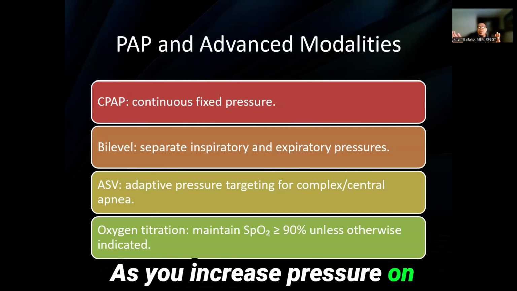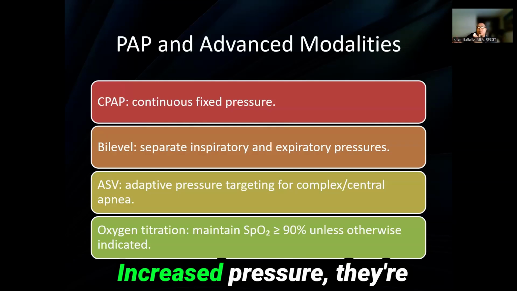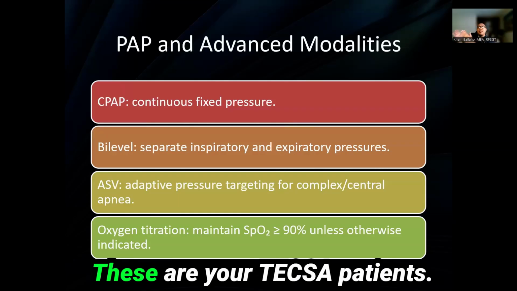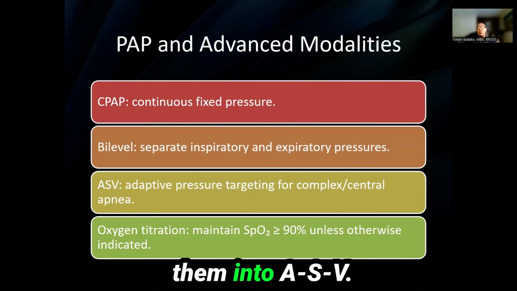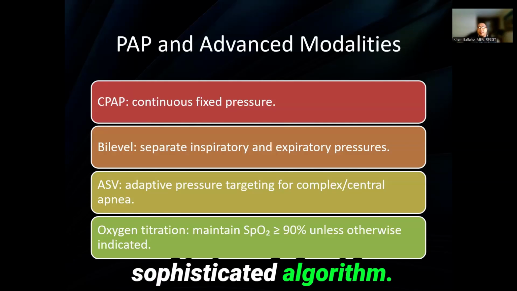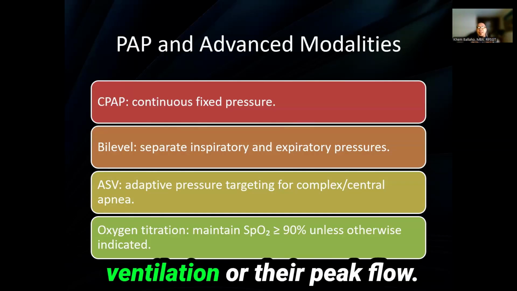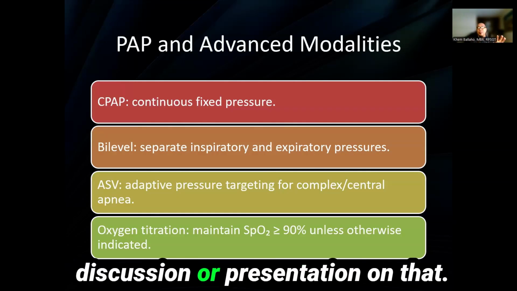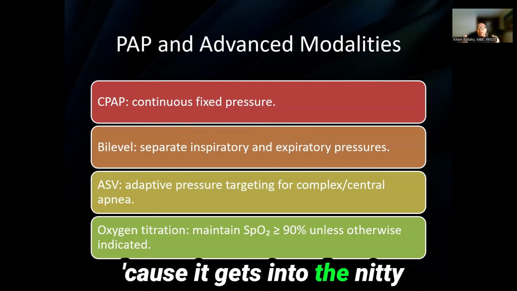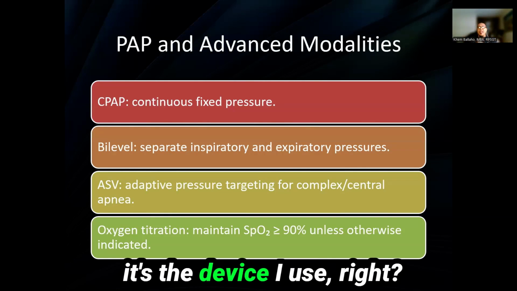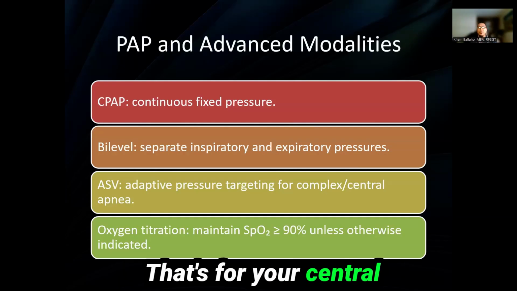As you increase pressure on CPAP, you switch to bilevel, you increase pressure, they're still having centrals, you add a backup rate, they're still having centrals. These are your TECSA patients. You have to convert them into ASV. ASV has a very sophisticated algorithm. It treats the patient's central apnea by monitoring their minute ventilation or their peak flow. So I have a totally separate discussion or presentation on that because it gets into the nitty-gritty of the algorithms. It's very exciting because it's the device I use, right? That's for your central apnea patients.